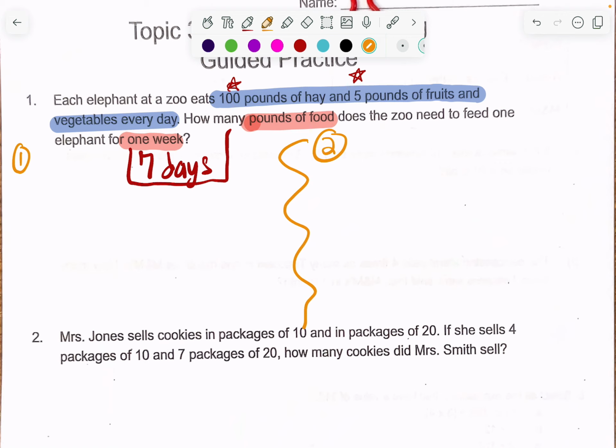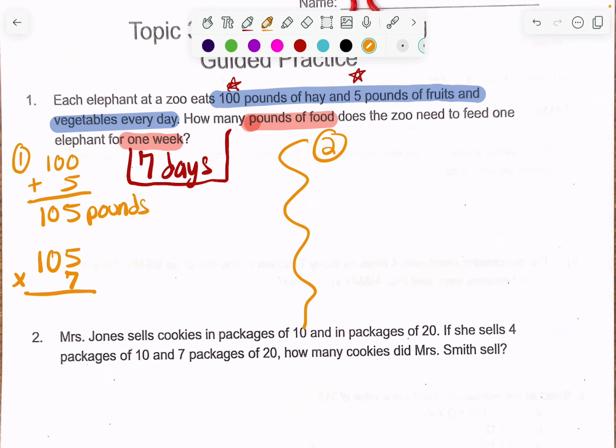So my first way, I'm going to combine 100 plus 5, and that's going to get me 105 pounds. And I know that's 105 pounds per day. So I know I need to multiply that by 7 days, because I'm thinking, okay, the zoo needs how much food for 1 week? So I'm doing 105 times 7. And now this is my chance where I can use my partial products, because that's easy, simple, and quick.